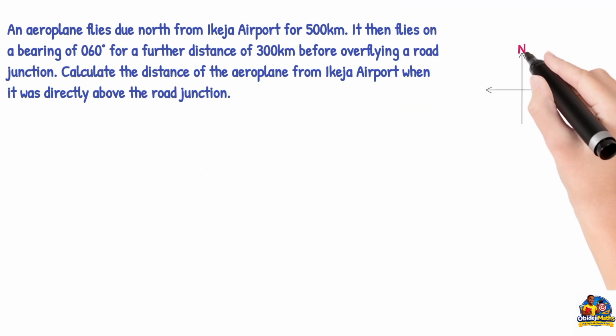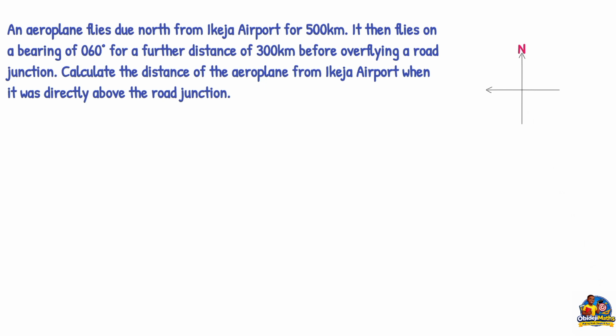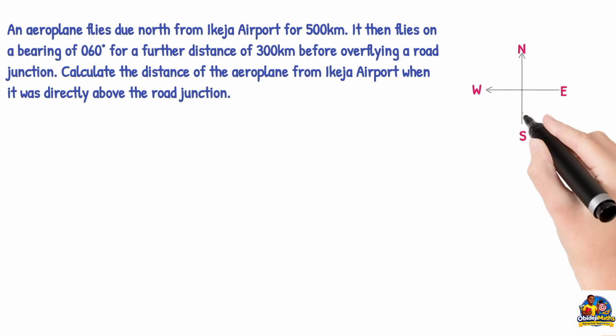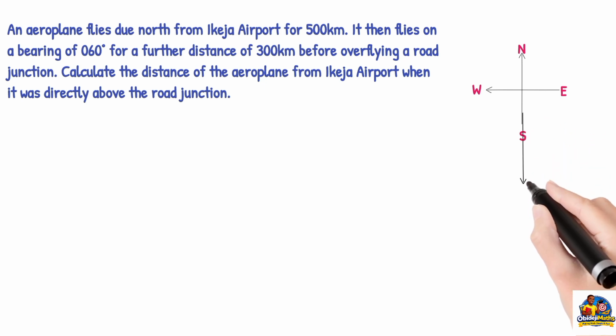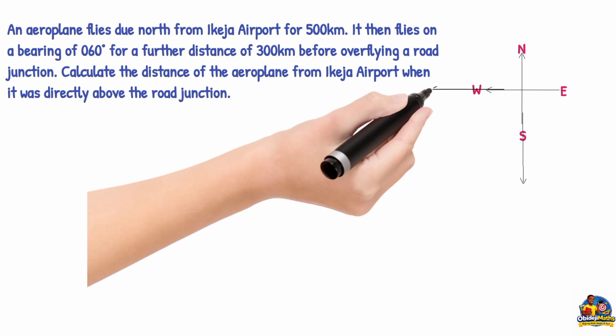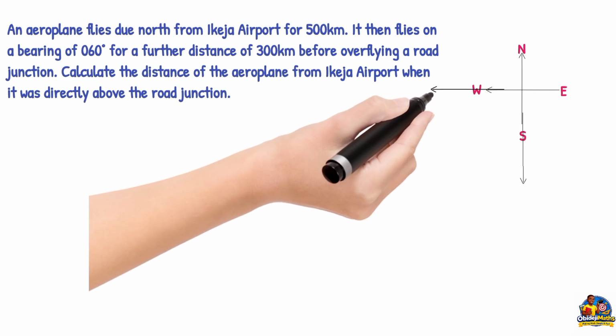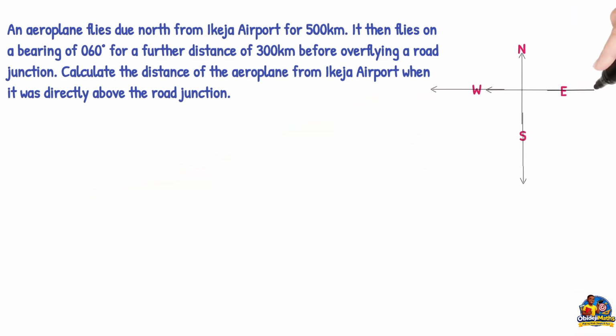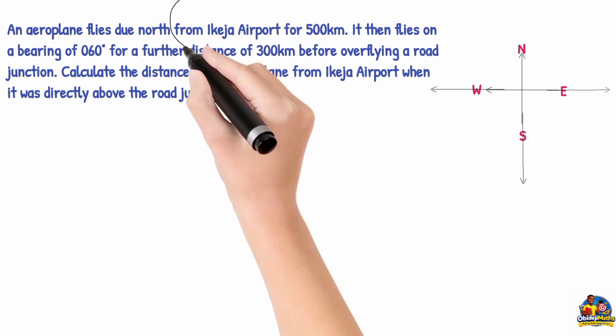We have 4 cardinal points: north, south, west, and east. So when they say due north, due south, due west, due east, it means you are going straight. Look at south, that is due south. Draw a straight line. Now that is due west, directly to the west. Due east, directly to the east. The same thing applies to north also.